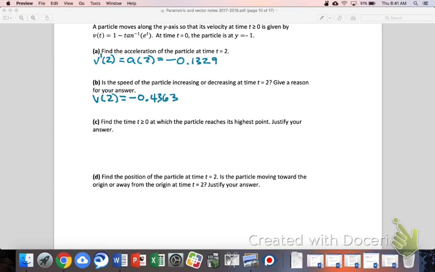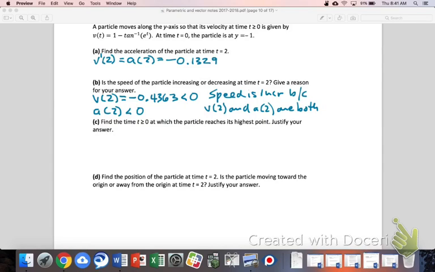Okay, so then this is where we make our comparison. We would say this number is obviously negative, and from before we can say that A of 2 is also negative, because we did that in part A. And since both of those numbers are negative, the speed is increasing. So you'd say speed is increasing because v of 2 and a of 2 have the same sign. You could say are both negative. I like that better. Okay, so far so good, A and B? Okay, part C.